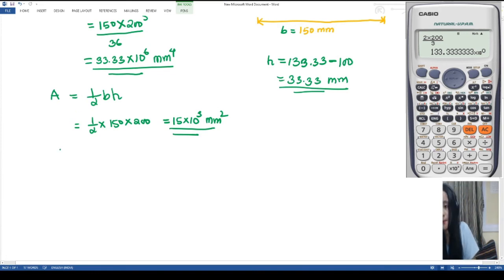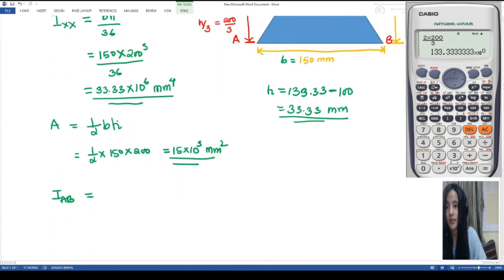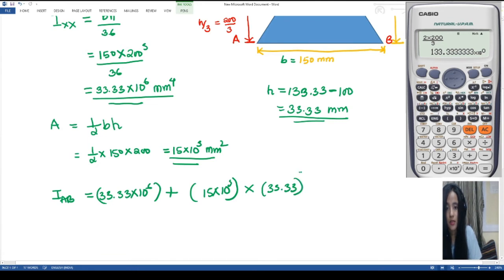So if we find moment of inertia about IAB, it will be equal to, how much is our IXX? It is 33.33 into 10 raised to power 6 IXX, plus area is 15 into 10 raised to power 3 AH square. H is 33.33 square. Right? So this is the final expression.